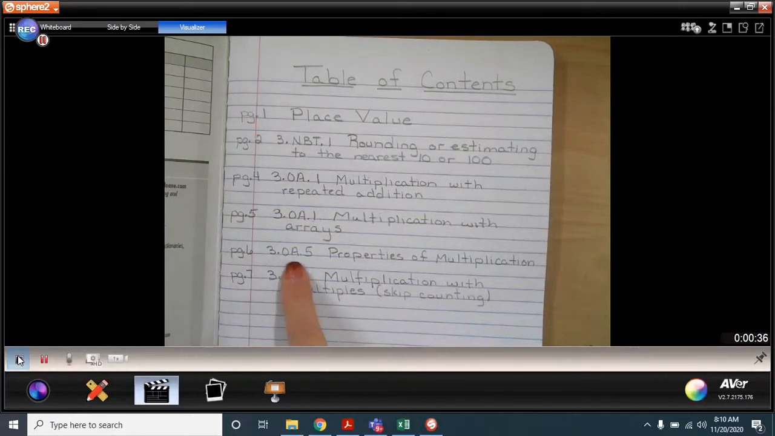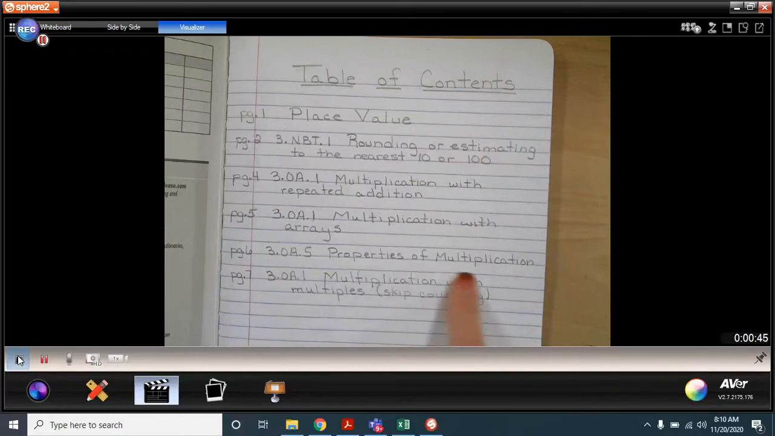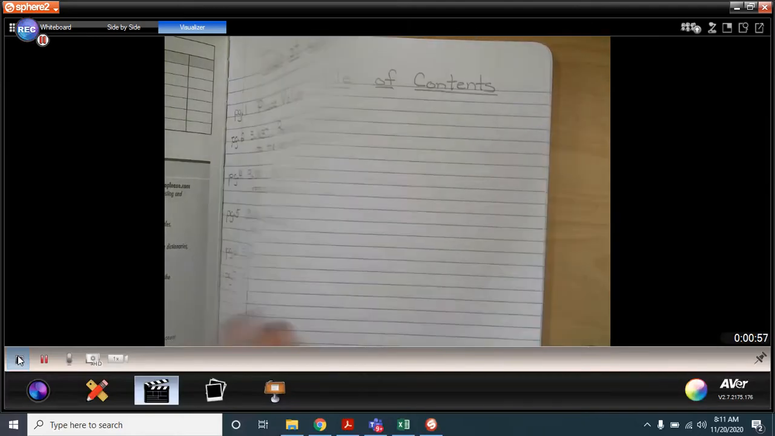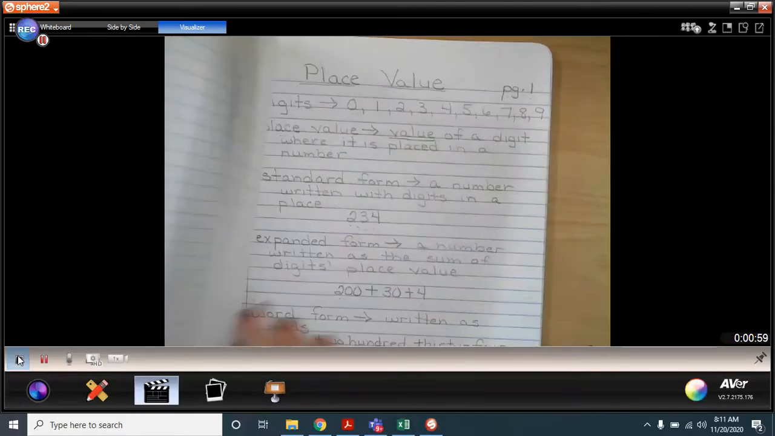It's talking about our standard, which is 3OA, operations and algebraic thinking. We're going to be talking about properties of multiplication. We already started talking about the commutative property, or the order property, and that's on page 6. Just to remind you, we've been taking notes. We have 2 pages of table of contents.